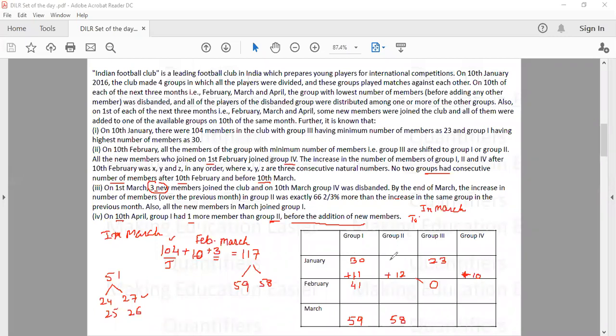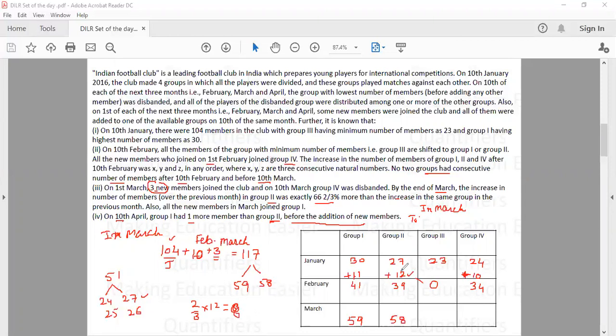So there is one more possibility that 27 should be here and 24 should be here. In this case, here the total members are 39 and here the total number will be 34. Now we know that it is written that in the March, the increase in the group 2 was exactly 2/3 more than the increase in the same group previous month. So in the month of February, the group 2 has increase of 12. So 2/3 of 12 means 8. That means the increase was 8 more than the previous month.